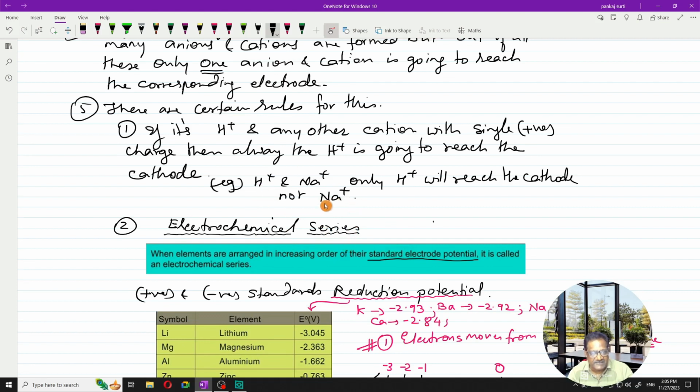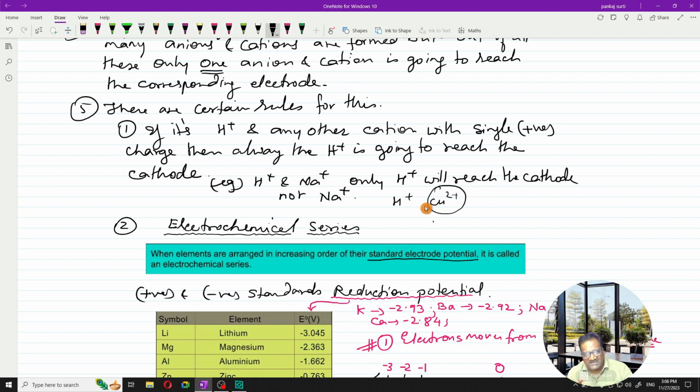So at this point, when I told you that out of hydrogen and sodium it is the hydrogen ion which is going to reach the cathode, not the sodium ion. Suppose there was a hydrogen ion and a copper ion, then the copper ion would have reached the cathode, not the hydrogen ion. So here a doubt comes to your mind. What is the reason or what is the rule? Why in this case does hydrogen reach the cathode, and why in this case does copper reach the cathode?